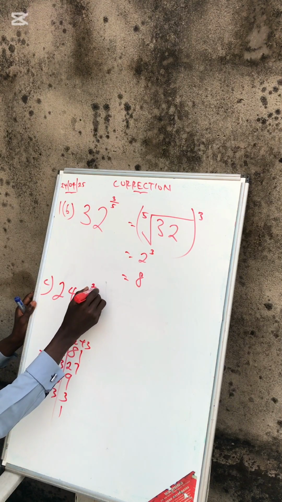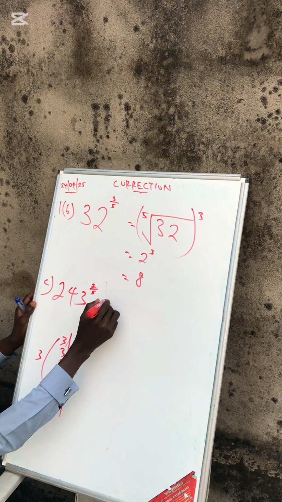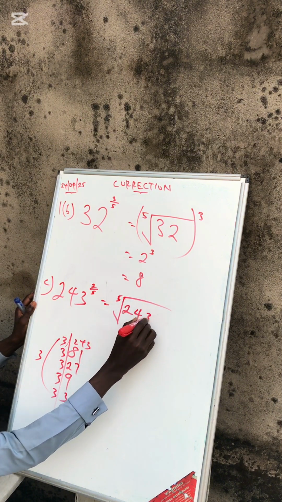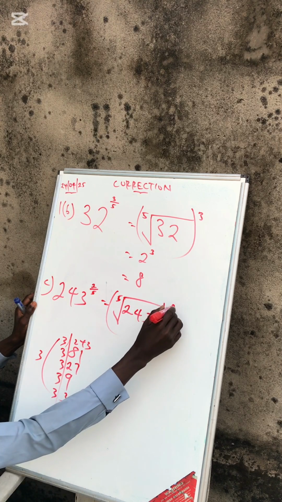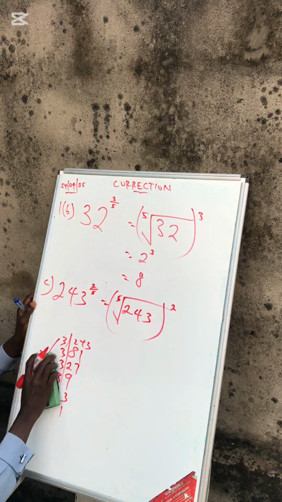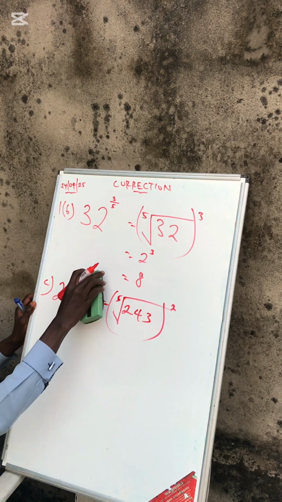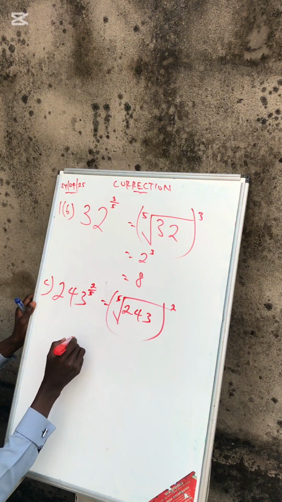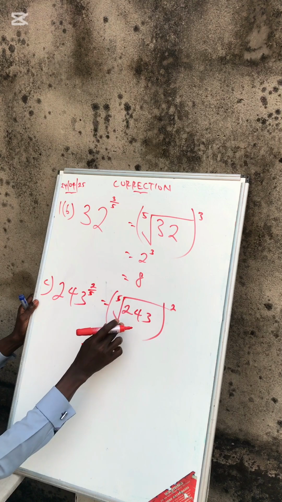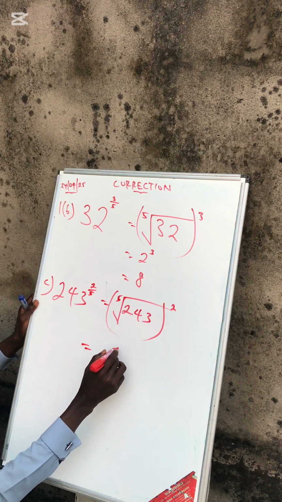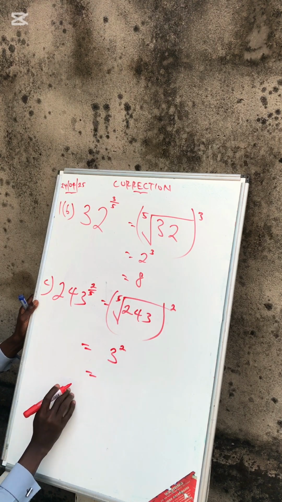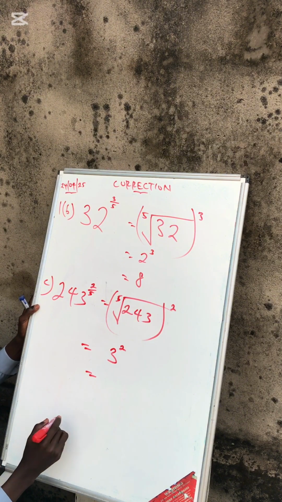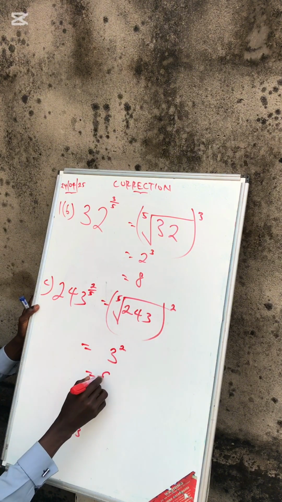Raised to power 2 over 5, equal to what? The fifth root of what? 243. Raised to power what? Raised to power 2. Beautiful. And what does that mean? Fifth root of 3 raised to power 2, right? And that's what? No. 3 raised to power 2 is not 3 times 3 is 6, it is 3 times 3, 9.